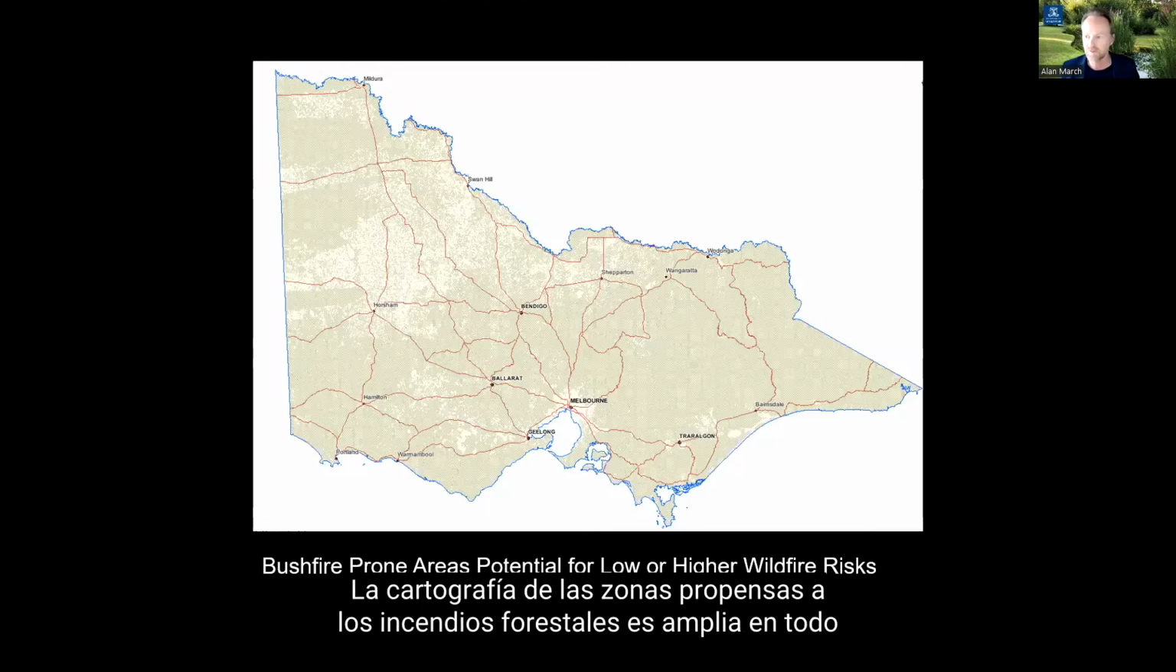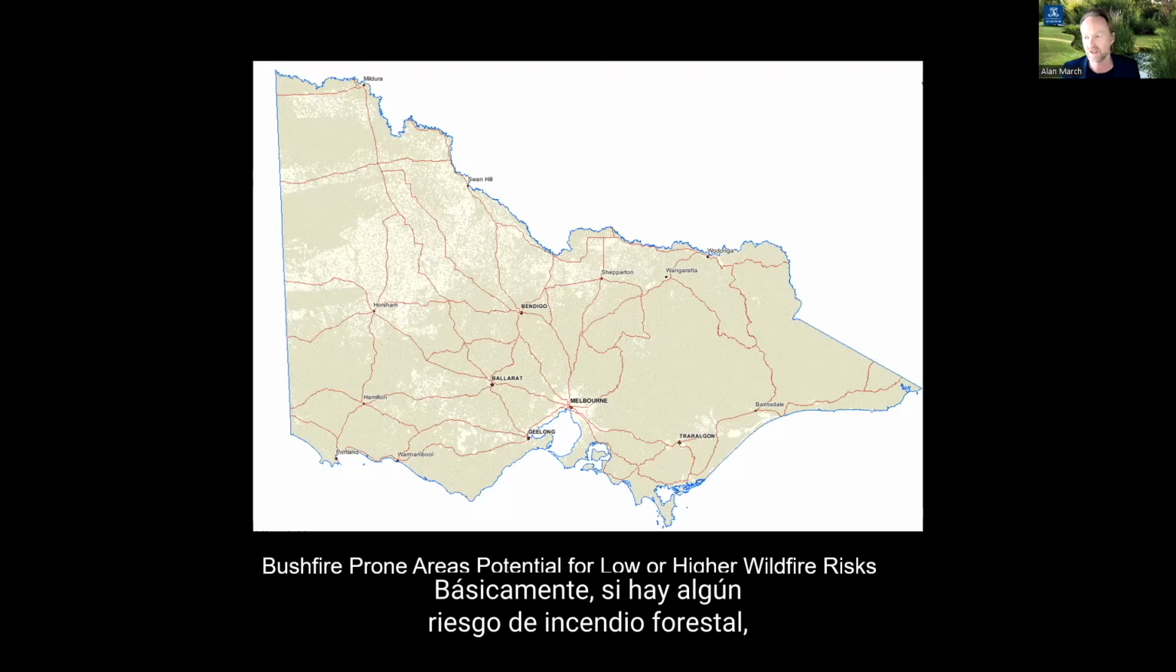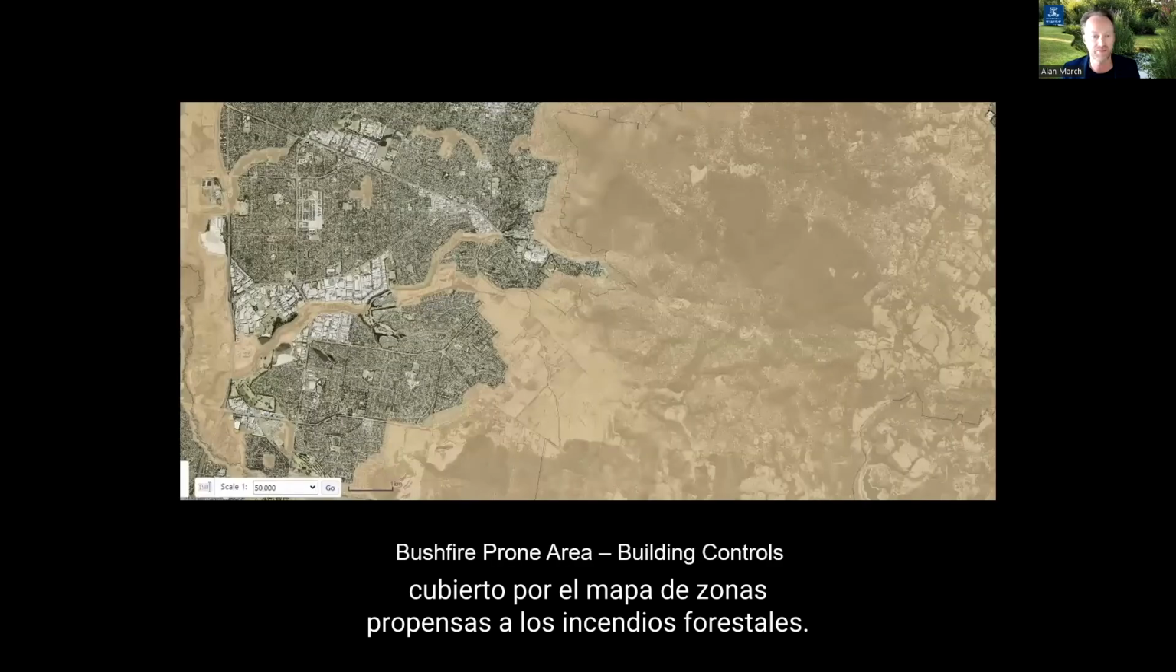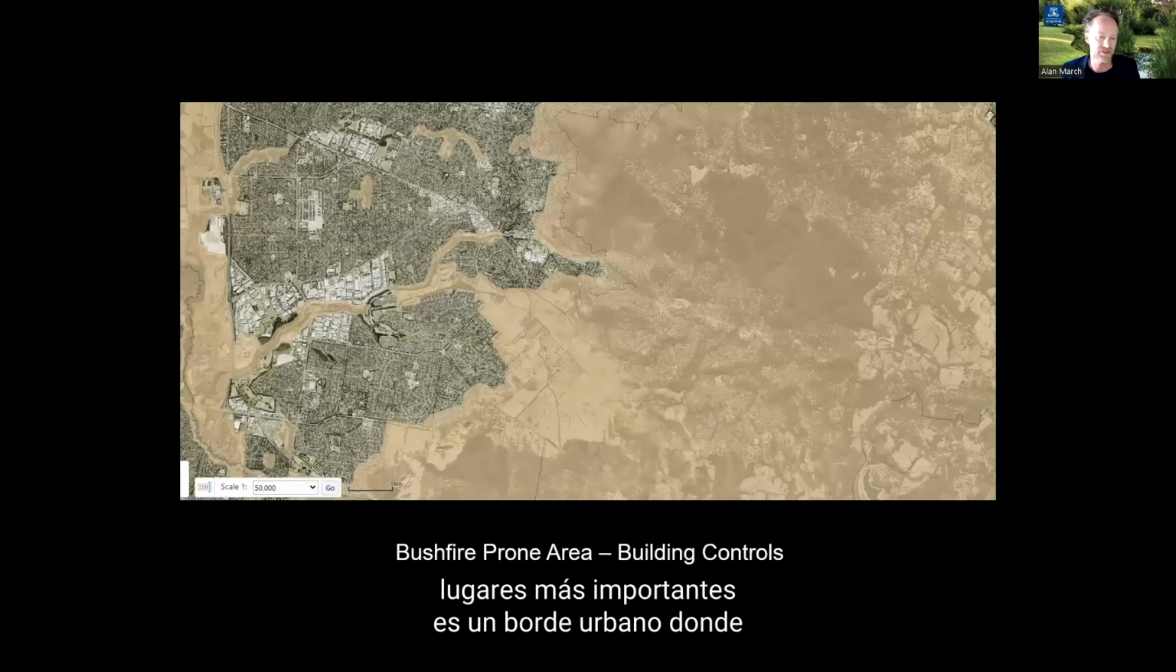The mapping for bushfire-prone areas is extensive across all of Australia, and in this case, the state of Victoria that I'm showing. Basically, if there's any bushfire risk, wildfire risk, it will be covered by the bushfire-prone areas mapping. And you can see, obviously, one of the most important places is an urban edge where there's an interaction, an interface with vegetation.